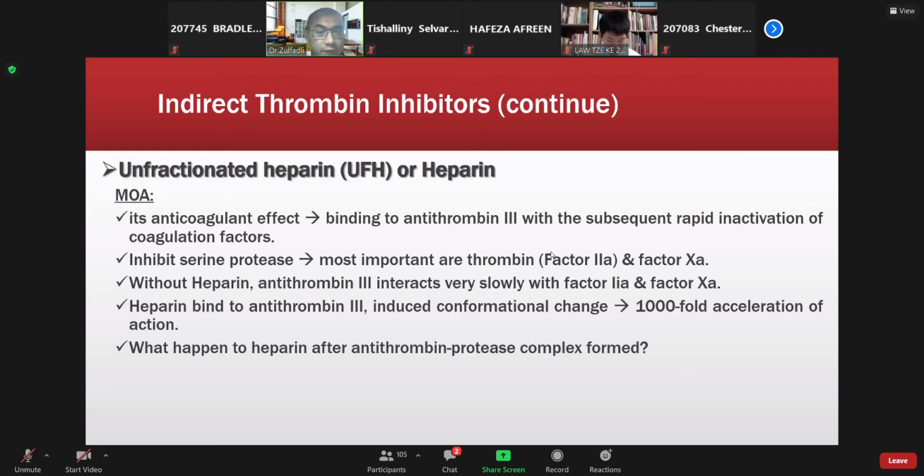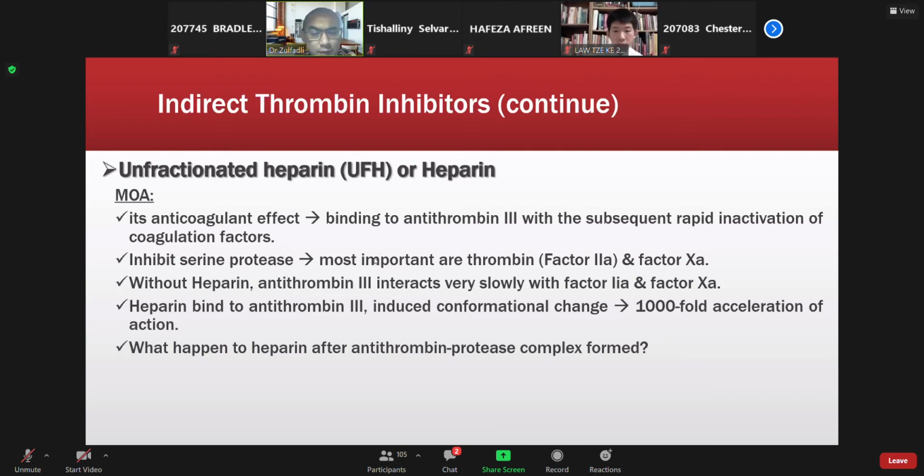Mechanism of action of heparin. When you see the word heparin in the books or in the journals, heparin refers to the unfractioned heparin. So we can call it just heparin. This heparin will bind to antithrombin 3 with subsequent rapid inactivation of coagulation factors. It also inhibits serine protease.